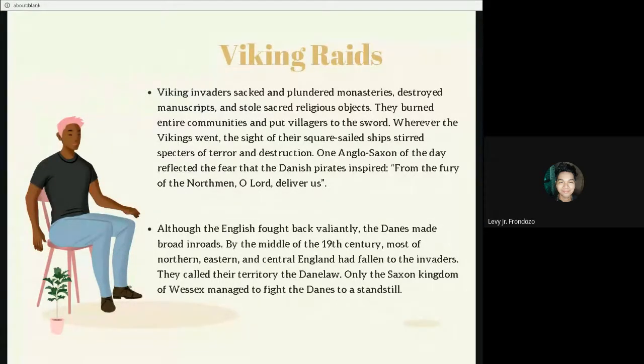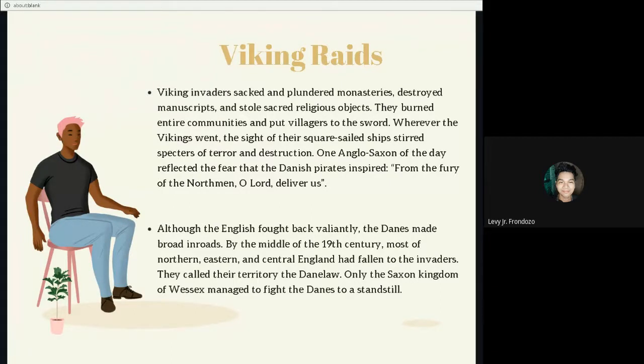Although the English fought back valiantly, the Danes made broad inroads. By the middle of the 9th century, most of northern, eastern, and central England had fallen to the invaders. They called their territory the Danelaw. Only the Saxon kingdom of Wessex managed to fight the Danes to a standstill. So, yun po about the Viking raids.